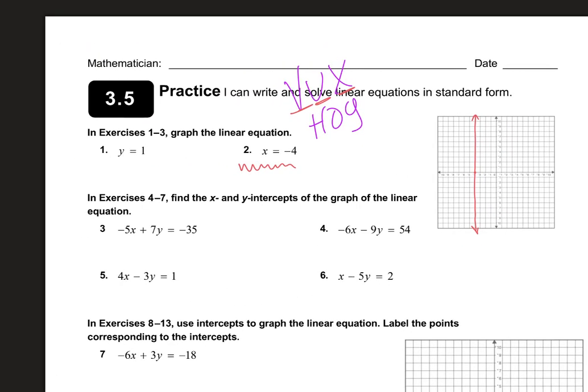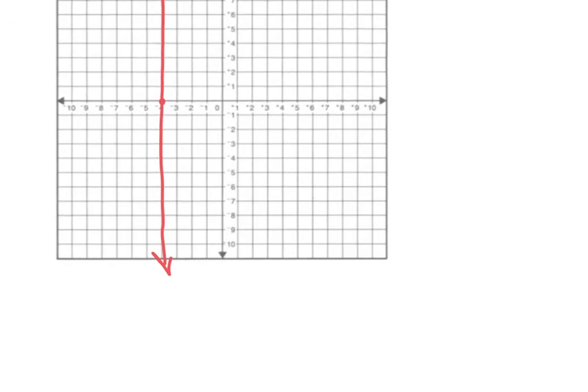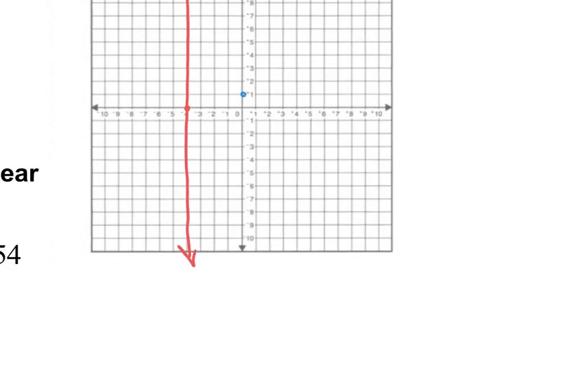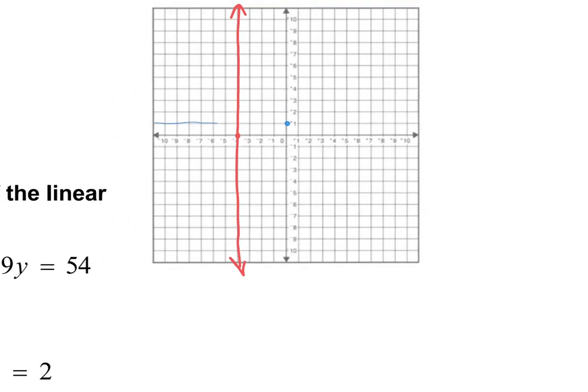And then this other one I'll do in blue. Y equals 1. It is horizontal. The slope is 0. It's y equals 1. Y equals 1 right there, but it also equals 1 all along this line.